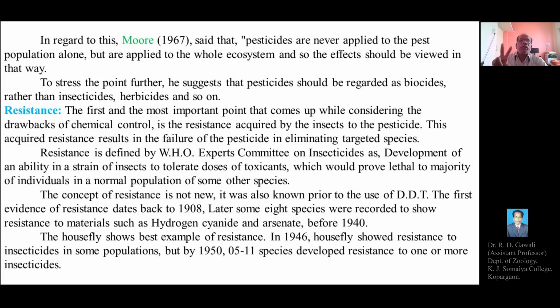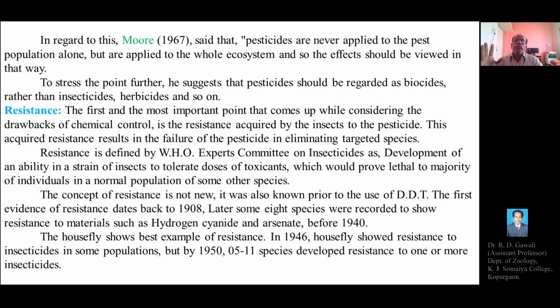The first and most important point that comes up while considering the drawbacks of chemical control is the resistance acquired by the insects to the pesticide. So, a large number of insect pests are controlled by using chemical pesticides, which are actual poisons, but there is a development of resistance among the pest population. So ultimately we'll have to increase the quantity, we'll have to increase the concentration of these pesticides so as to kill them. This is because there is a development of resistance against the pesticides in the pest organisms.